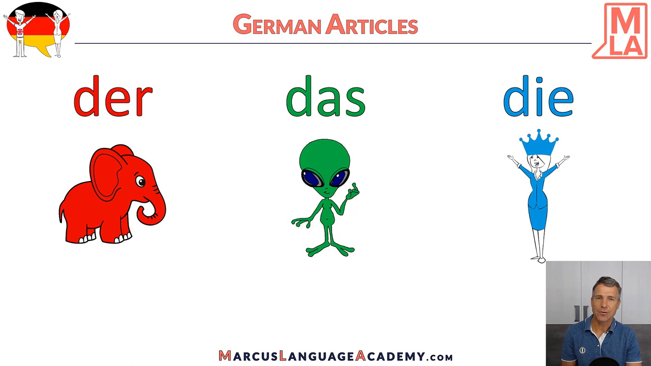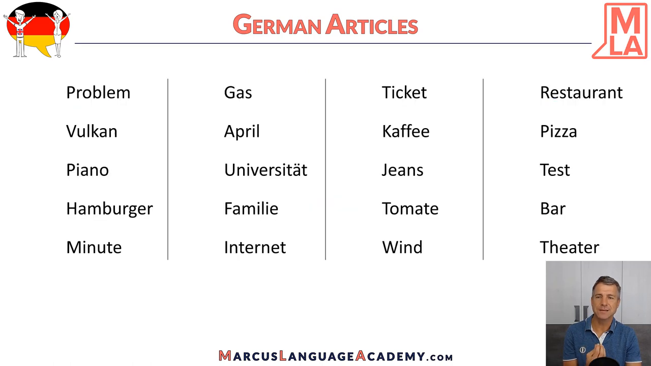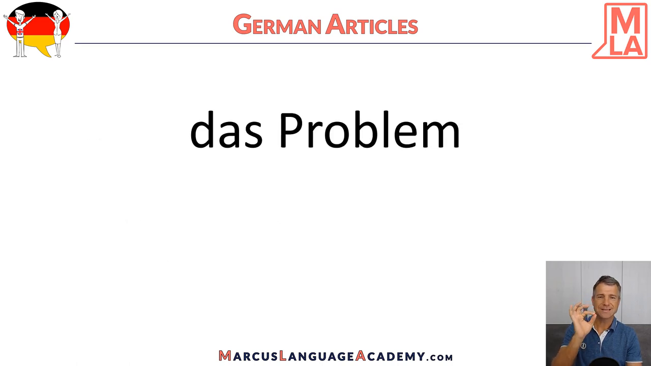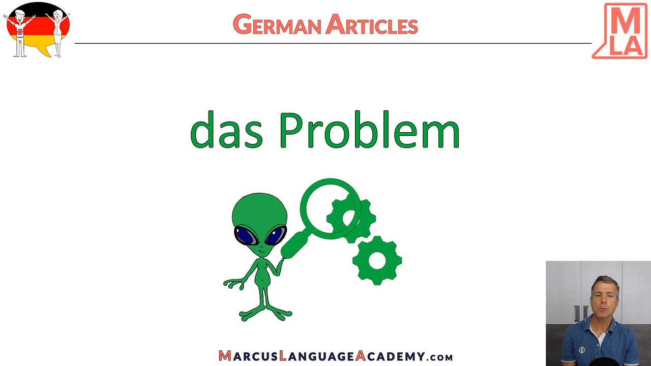So what we will do now is we will see each of these nouns. Like das Problem. So we here have das Problem. And now I will give you with each noun a little story, with our three different characters. In this case, we have das Problem. So we mark it green because it's das. And we will see an image. And so the alien has a problem. Not the elephant and the princess, the alien has a problem. So remember, the alien has a problem, das Problem.